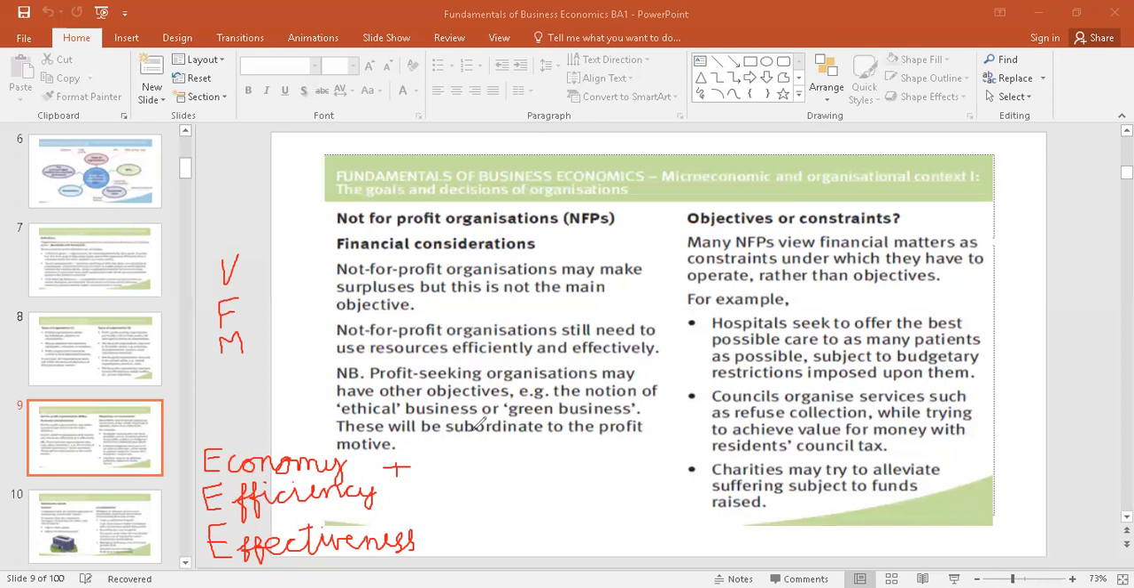The objectives or constraints, it says that many NFPs, not for profit organizations, sometimes also recorded as NFPOs, view financial matters as constraints. Here, the reason why this would be looked at as a constraint is that the aspect of profit is definitely not taken into consideration when it is not a primary objective.